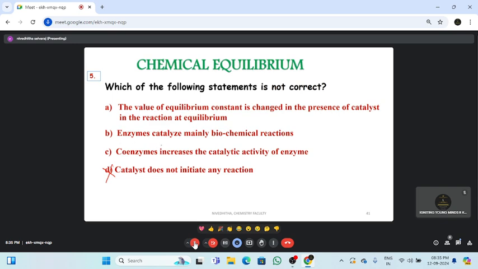Yes, Marimuthu's answer is option A, and it is right because the statement is that the equilibrium constant is changed in the presence of a catalyst, but actually it is not true. Just now I've told you the equilibrium constant depends only on the temperature and not on any other parameter. But the statement says the equilibrium constant can be changed in the presence of a catalyst, which is absolutely wrong. So the answer is option A, which is the wrong statement.